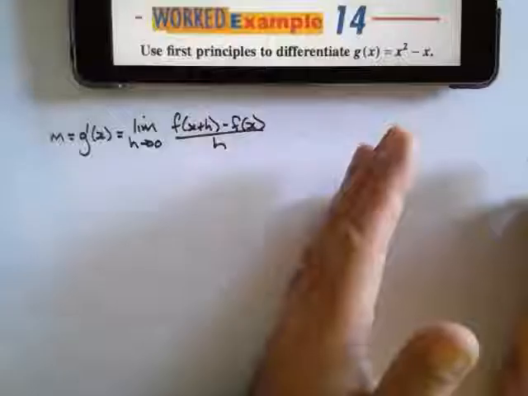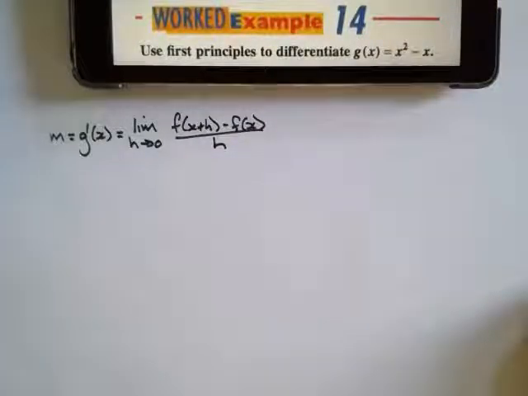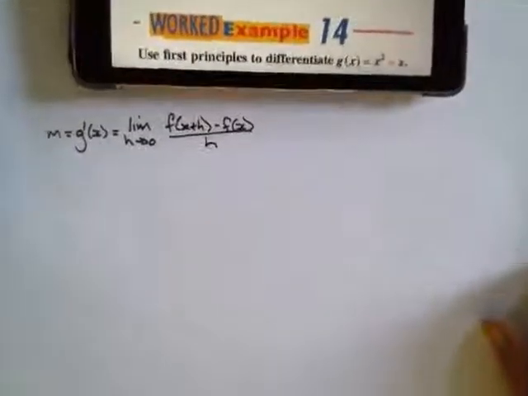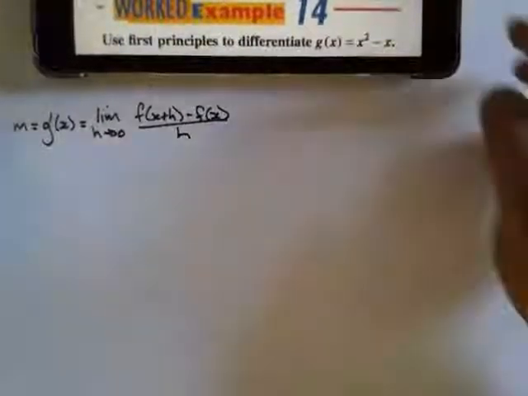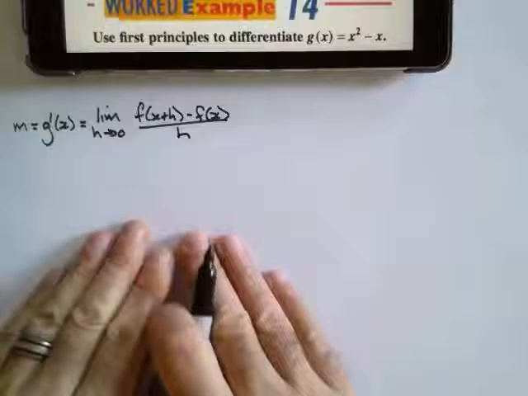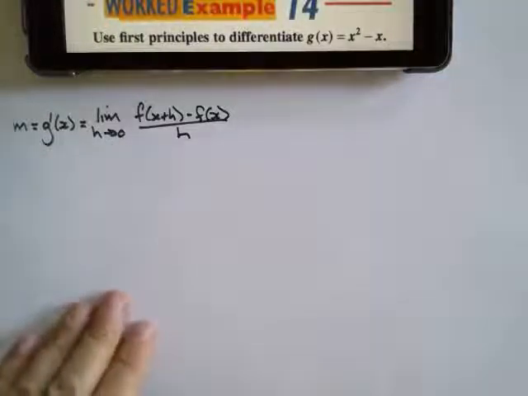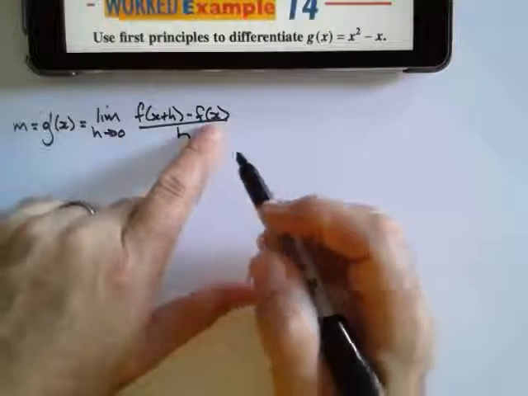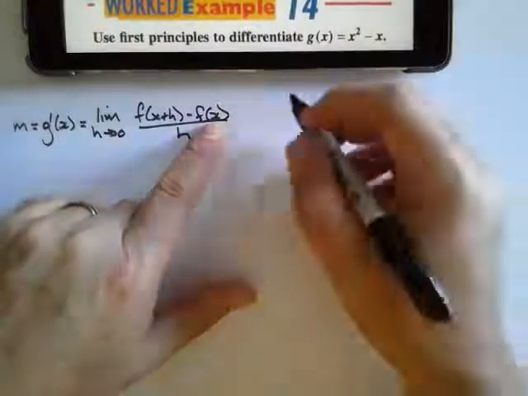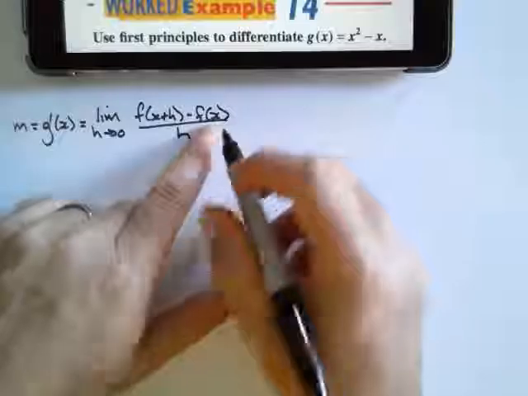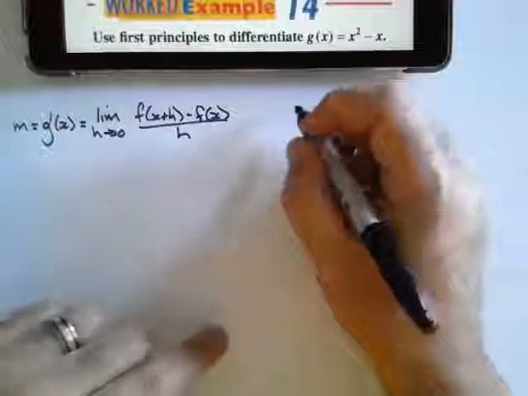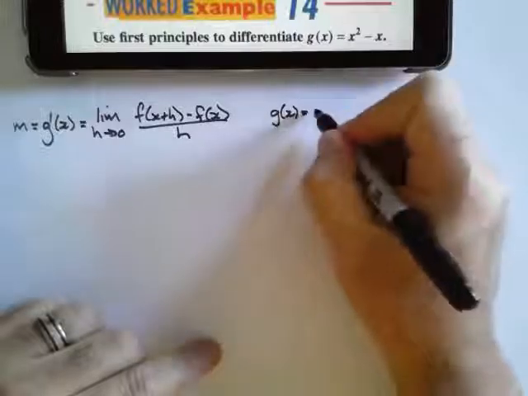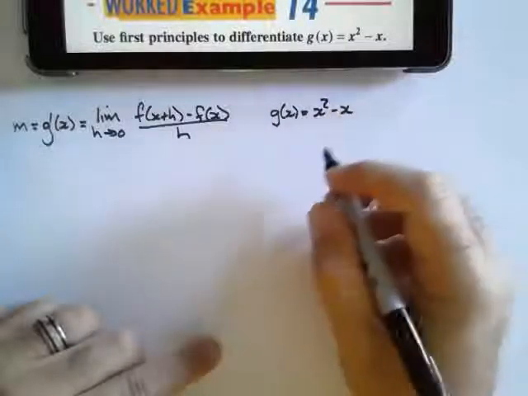Now, I like to do my things separately, only because it gives me more space to work, and it's less writing. But you're welcome to do everything in one. It's just a lot of writing. What I want to do is find f(x). Now, f(x) in this case is going to be g(x). Doesn't matter how you write it, I just remember the rule.